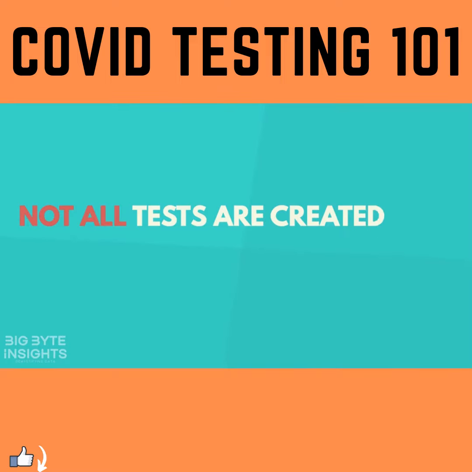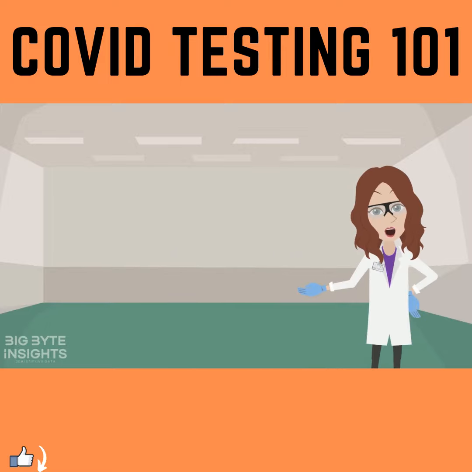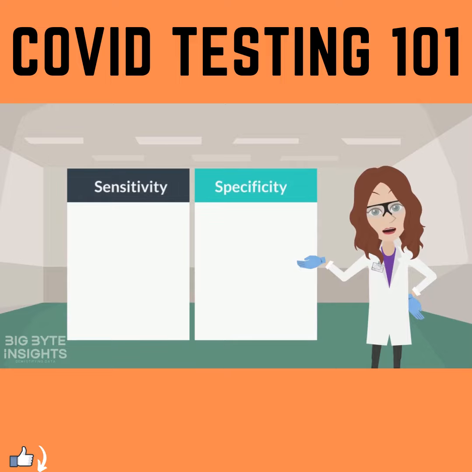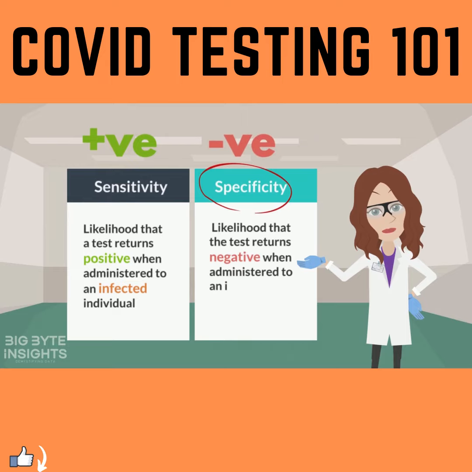Not all tests are created equal. In order to understand how effective a test is, one needs to understand the concepts of sensitivity and specificity. Sensitivity refers to the likelihood that a test returns positive when administered to an infected individual, whereas specificity refers to the likelihood that the test returns negative when administered to an individual that is not infected.